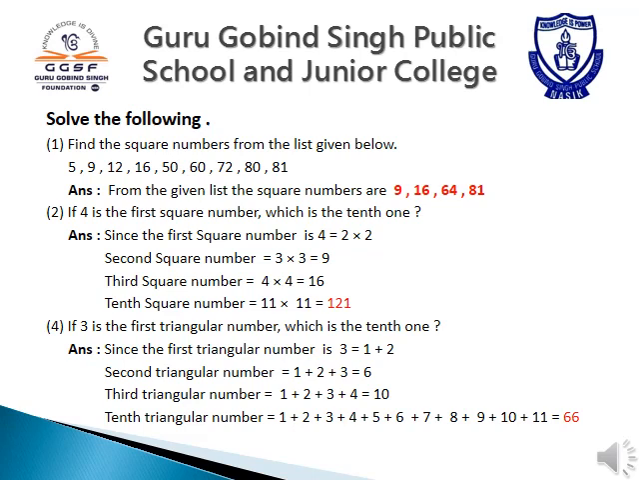Now next, if 3 is the first triangular number, which is the 10th one? As the first triangular number is 3, meaning 1 plus 2 is equal to 3. The second triangular number is 1 plus 2 plus 3, which is equal to 6. The third triangular number is 1 plus 2 plus 3 plus 4, which is equal to 10. Like this, when we add the consecutive numbers, we get the 10th triangular number. When we add 1 plus 2 plus 3 plus 4 plus 5 plus 6 plus 7 plus 8 plus 9 plus 10 and plus 11, we get 66, the 10th triangular number. So 66 is the 10th triangular number.